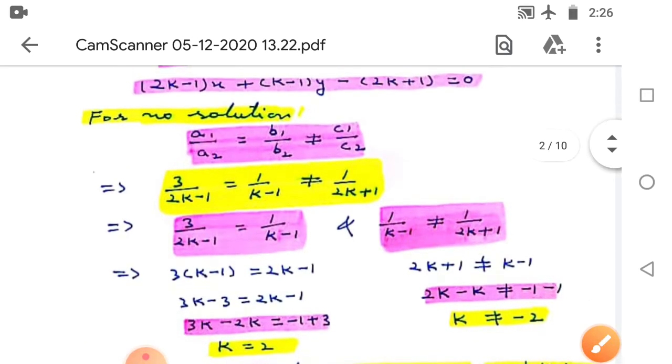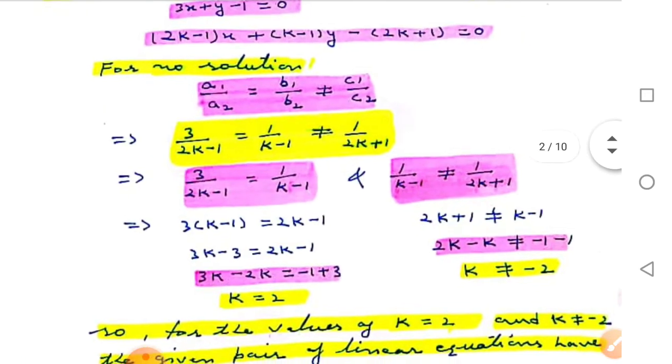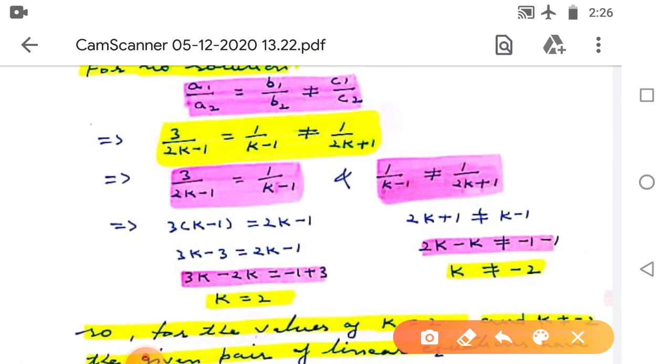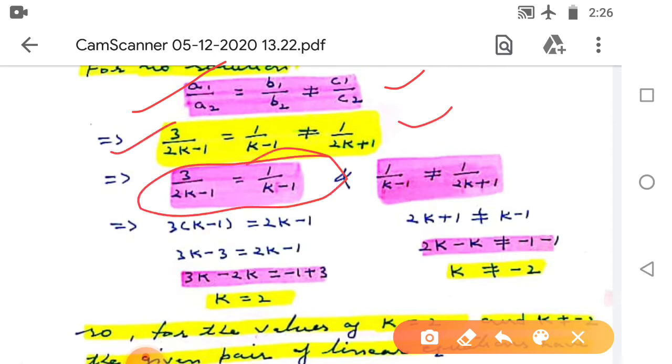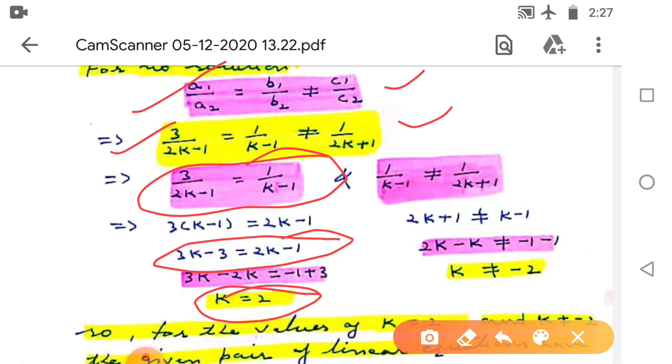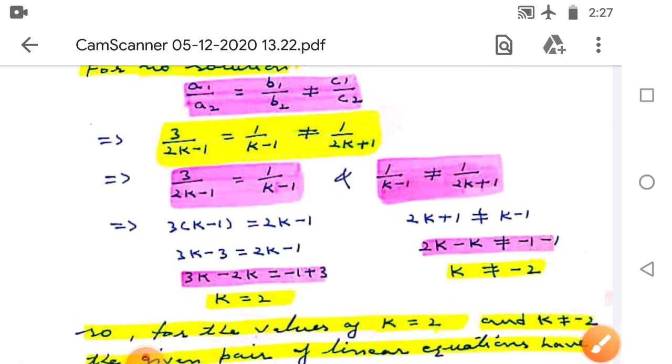Simple. For no solution, the condition is this: a1 upon a2 is equal to b1 upon b2 is not equal to c1 upon c2. Then after putting the values, taking the first two equalities, clear, and then cross multiply, and we get the value of k as 2. Then take this one, k should not be equal to minus 2, and finally we see that k is equal to 2, right?